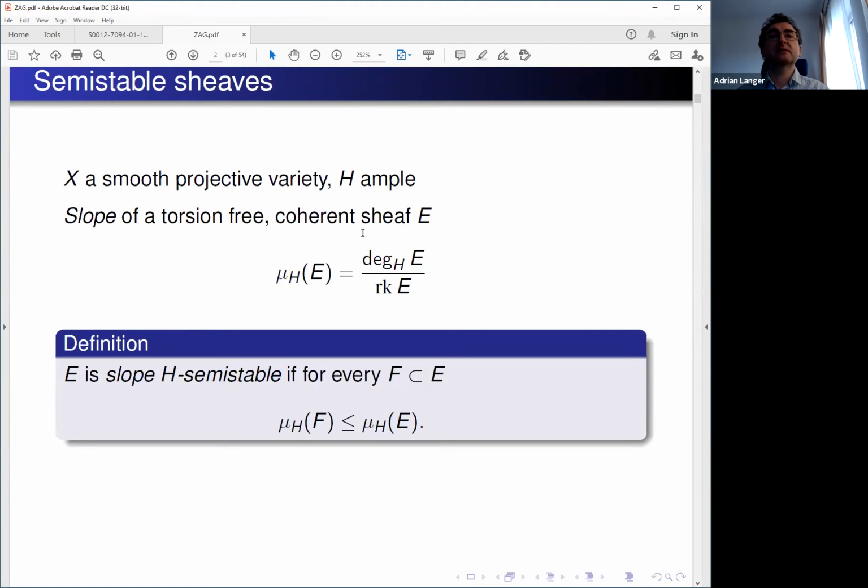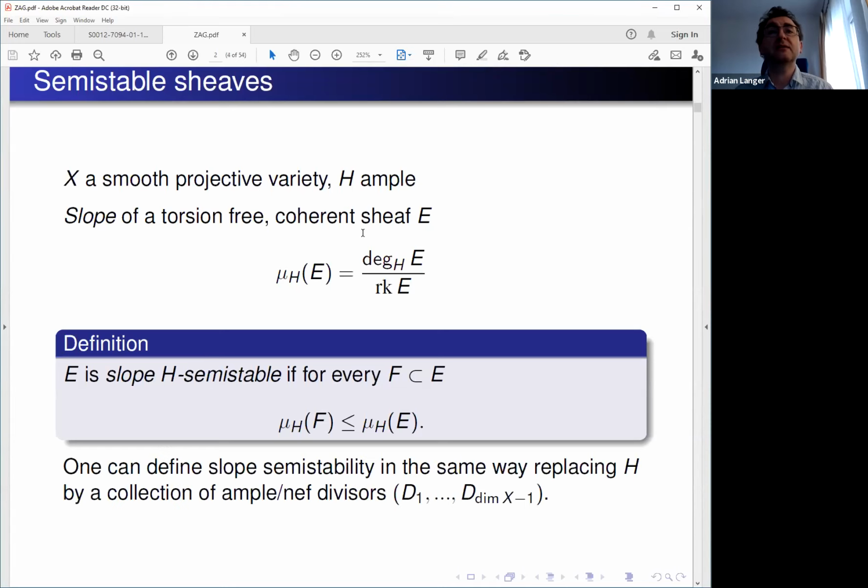This definition appeared a very long time ago, first in the case of curves in Mumford's work, and then in many other places, as we will see a little bit. Instead of this kind of definition, one can also do that in a more general way when I replace this ample divisor with a collection of ample divisors or even of nef divisors, so limits of ample divisors. So I simply take the collection and then I compute the degree with respect to this collection, intersecting the first Chern class with the intersection of all these divisors.